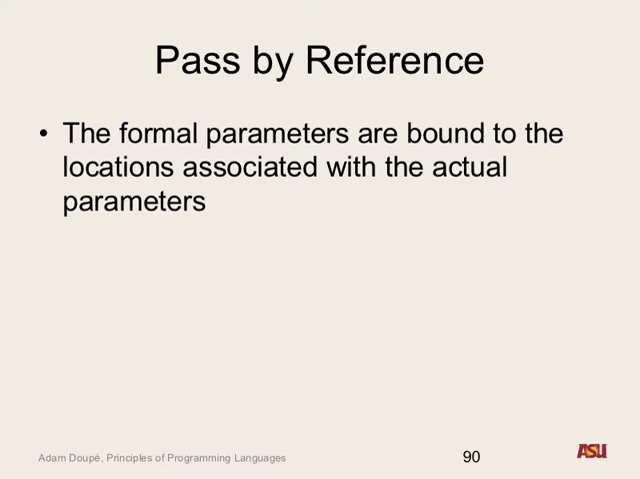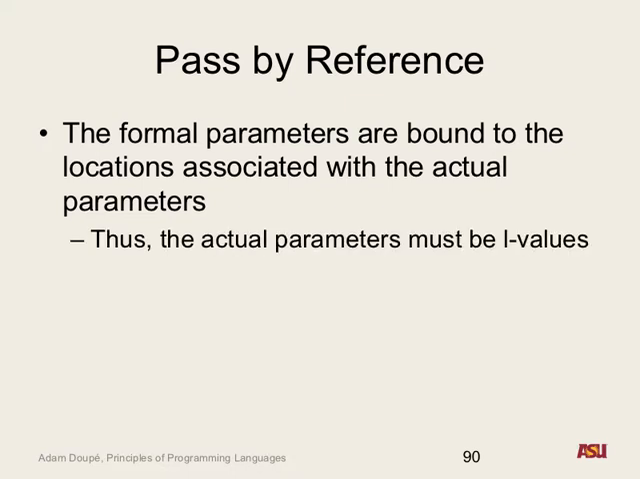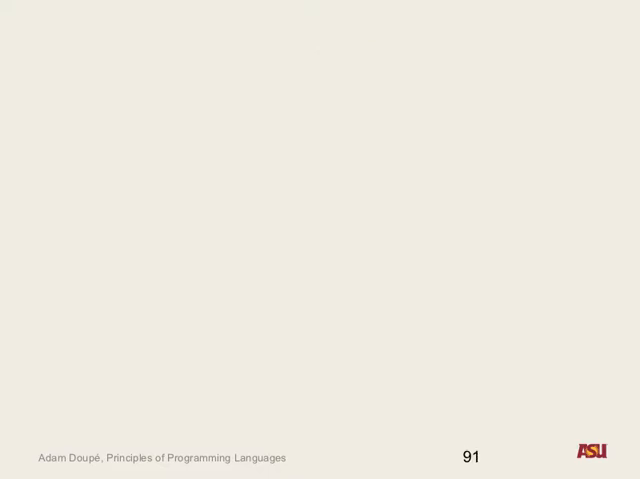So what does it mean when something has a location associated with it? It's an L value. So the actual parameters must be L values. When we invoke a function, we have to pass in L values. We can't pass in 10 because 10 has no location associated with it. That doesn't make sense. So let's look at an example of pass by reference.